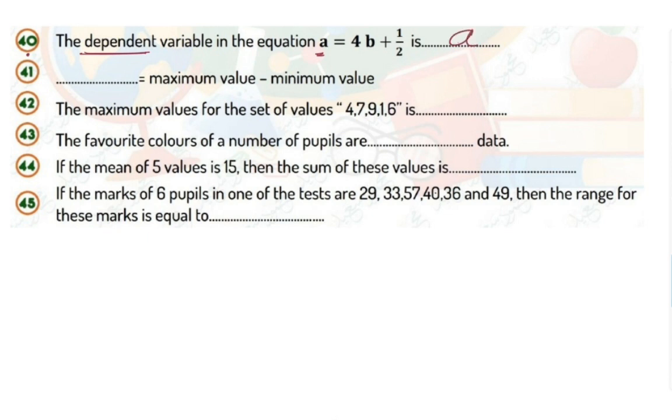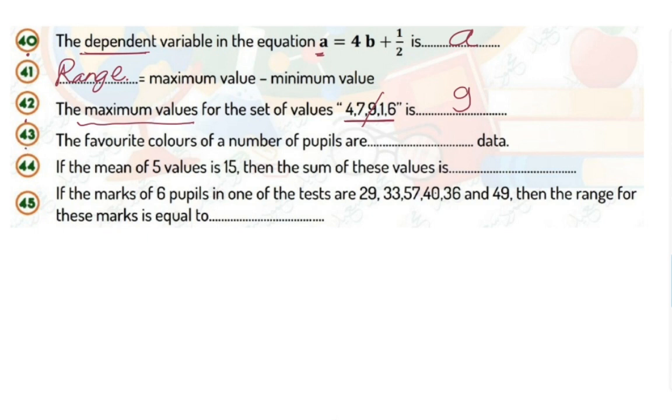Okay. What equals maximum value minus minimum value, or greatest value minus smallest value? We call it range, right? Okay. Point 42. The maximum value for the set of values 4, 7, 9, 1, 6. I need the maximum value. So which one is the greatest? Of course, it's 9.